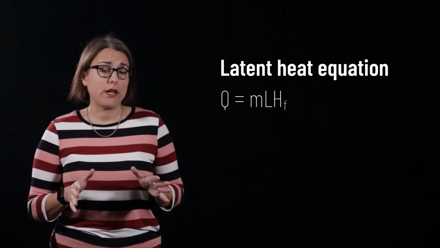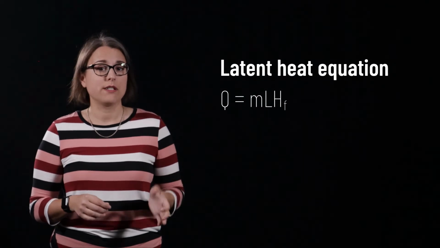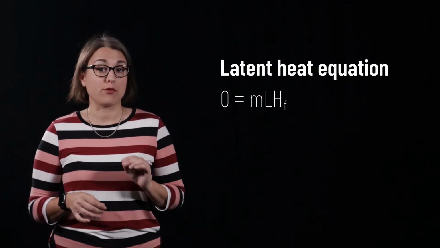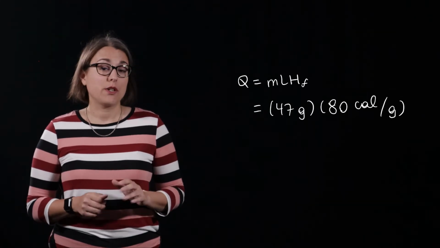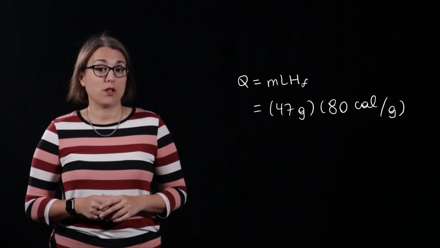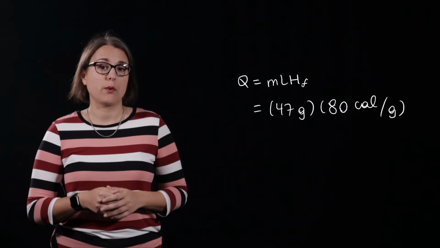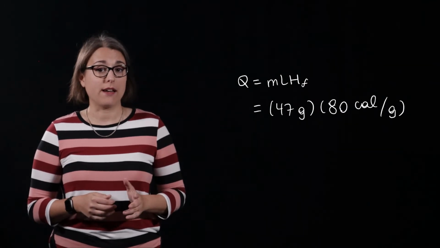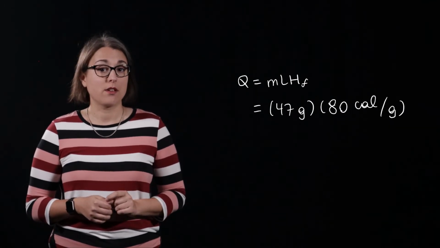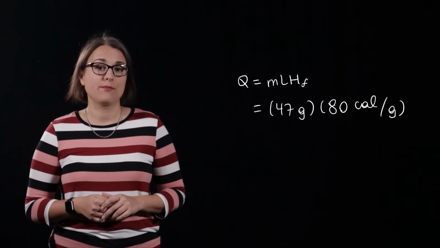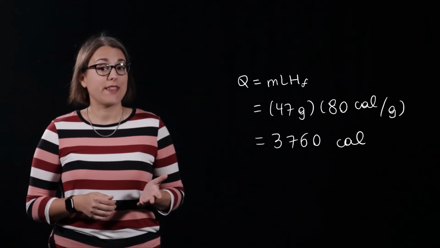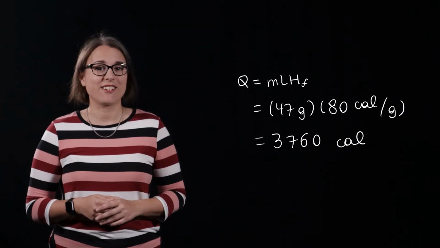This is the same equation as before, but now, instead of using the latent heat of vaporization, we use the latent heat of fusion. To convert 47 grams of water from a solid to a liquid, we would need to multiply the mass, 47 grams, times the latent heat of fusion, 80 calories per gram. The result is 3,760 calories.